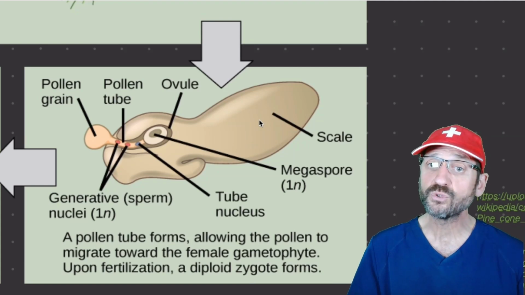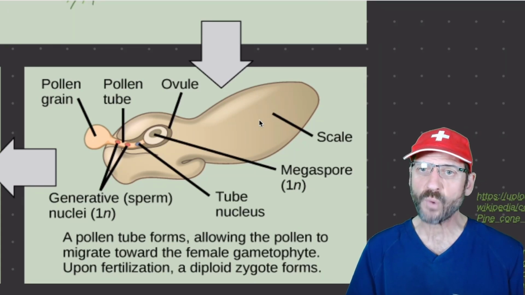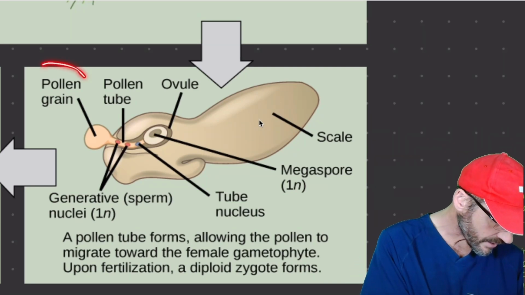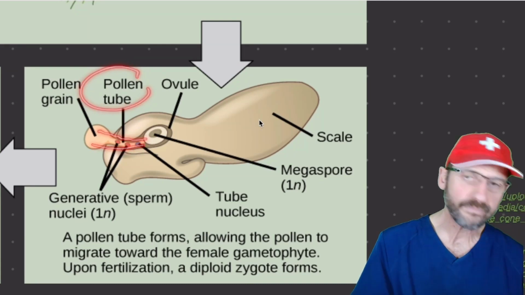And a pollen tube cell, which grows into a pollen tube, allowing the sperm to migrate towards the female gametophyte. And you see that here. Here's the pollen tube cell right in here, and here's the tube.